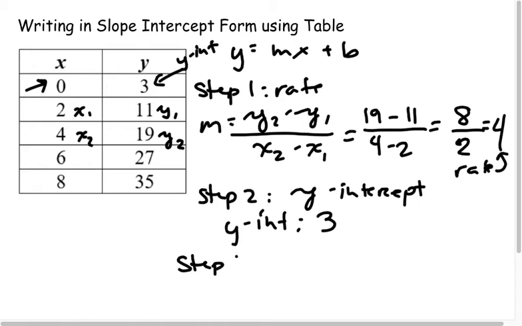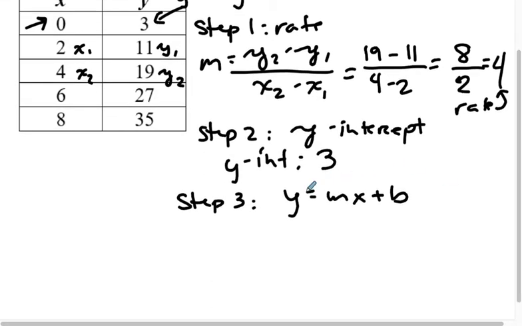And now step 3, all you have to do is write in the form of y equals mx plus b. m is your rate that it's always going up or down by, and then b is your y-intercept. So y equals, your rate is 4, x, and then plus your y-intercept, which is 3. So the formula for this table is y equals 4x plus 3.